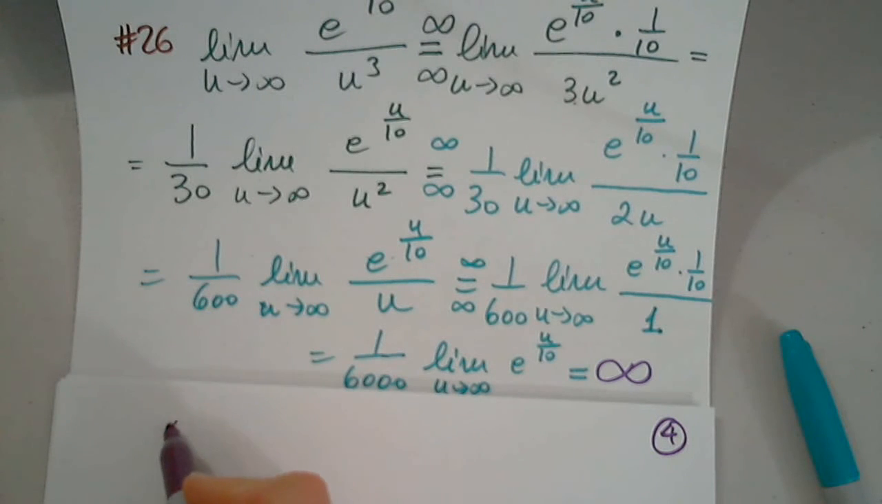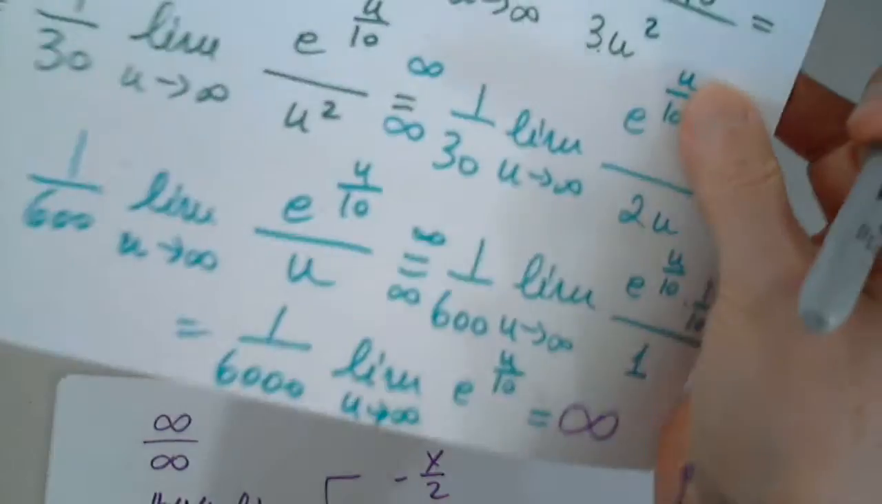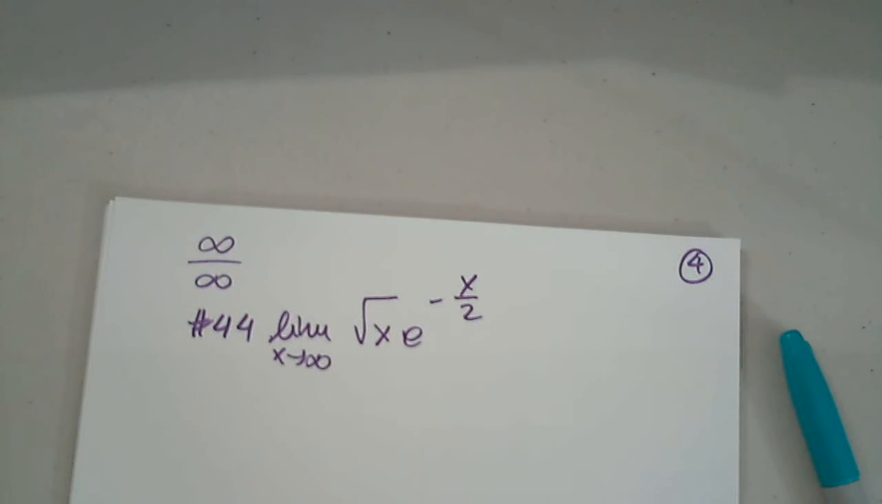Okay, so far we experienced the infinity over infinity. I would like to allow me to choose the next one, because I think we got the idea about infinity over infinity and 0 over 0 will be treated in the same way. Okay, I would like to continue with 44. I'll copy it, so limit as x approaches infinity from the square root of x e to negative x over 2. Okay, I'll stop sharing now.